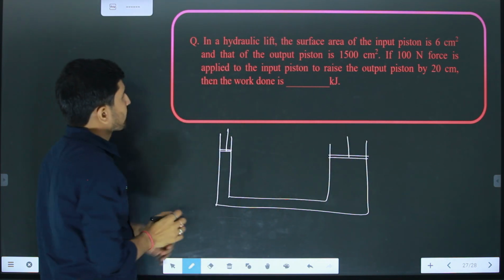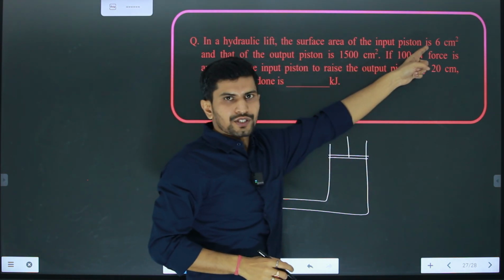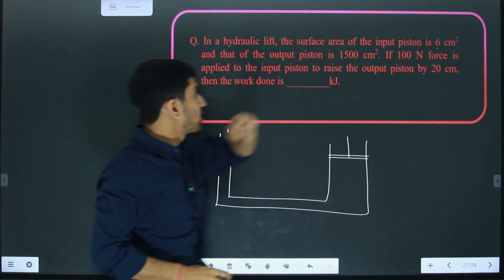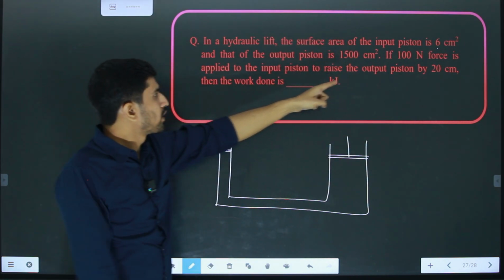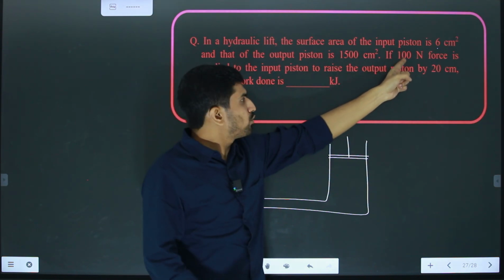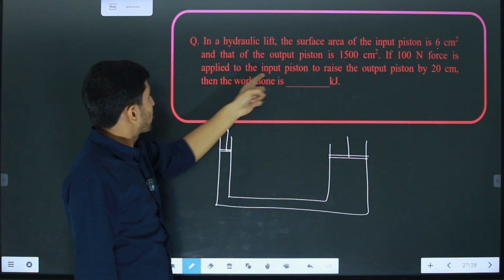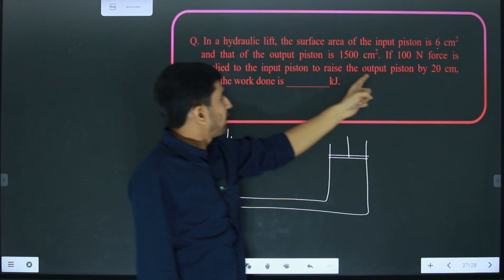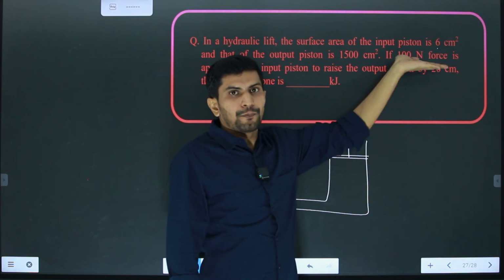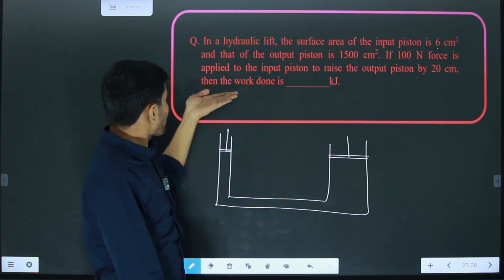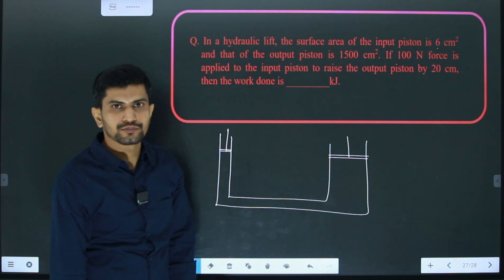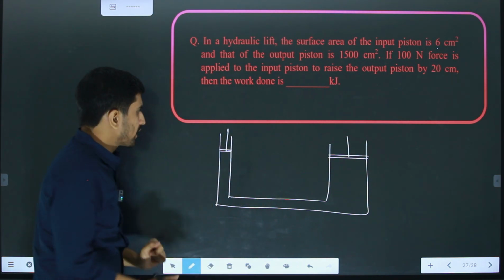what is given? The surface area of the input piston is equal to 6 centimeter square and output piston is 1500 centimeter square. If we put 100 Newton of force to the input piston, then output piston moves up by 20 centimeter. Okay, and in this process what is the work done? That's the question, right? Let me explain again.